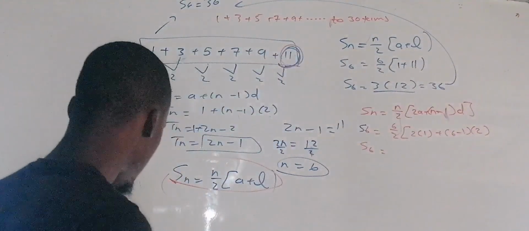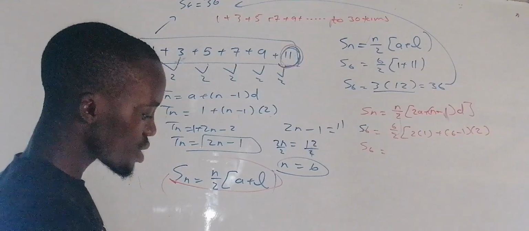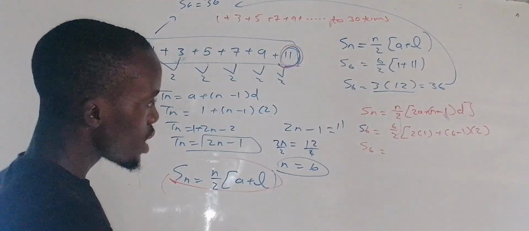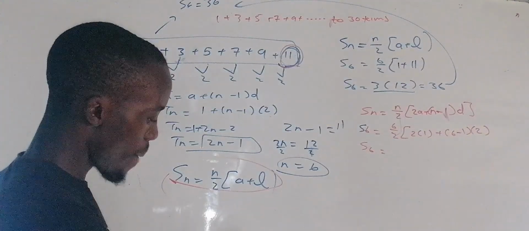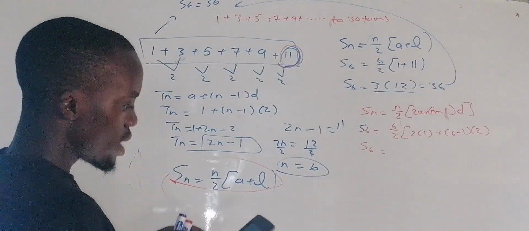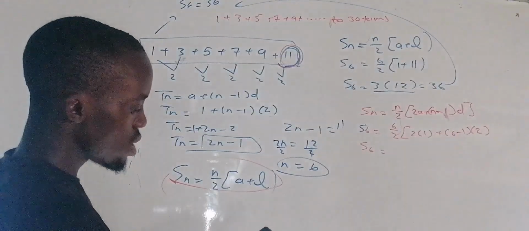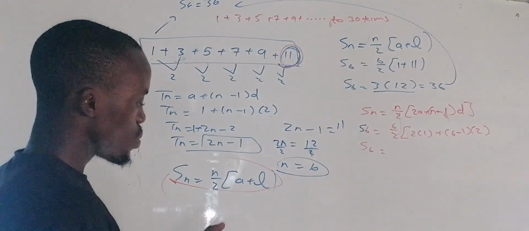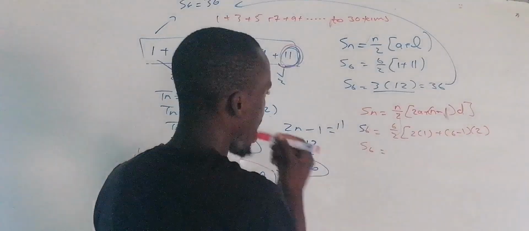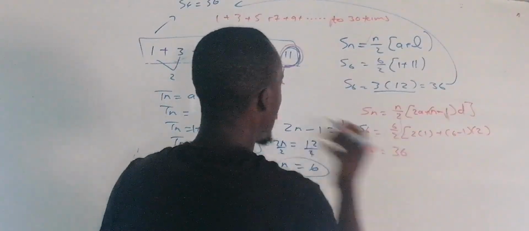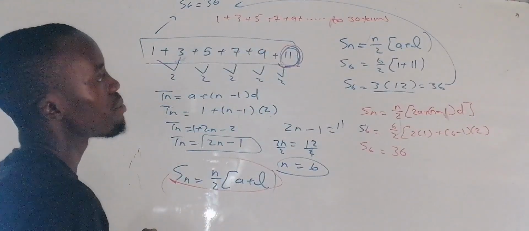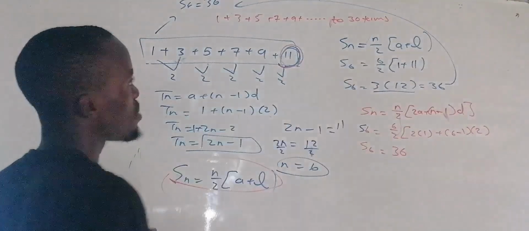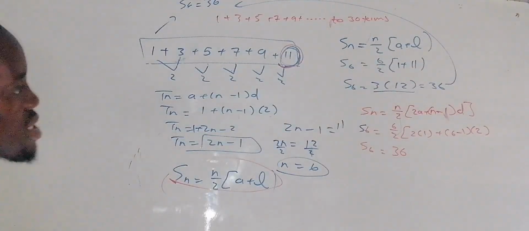Then you punch this in your calculator. Let me use mine here. It will be 6 over 2, 2, 1 plus 6 minus 1, 2, which is 36. You see, it's one and the same thing. But this one is more simplified because you already have the last term.